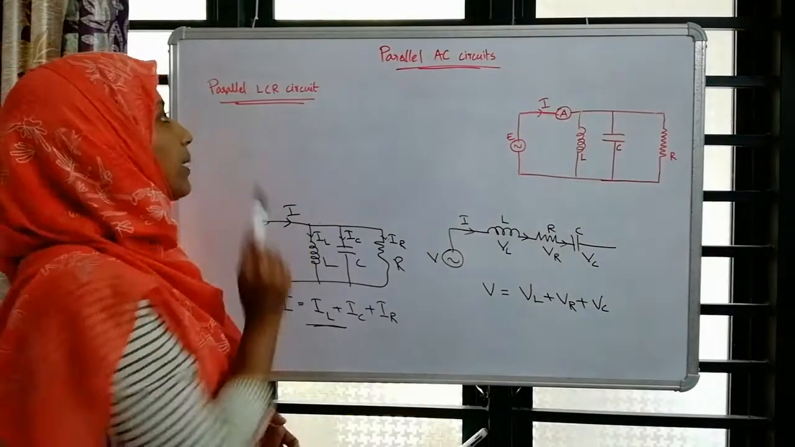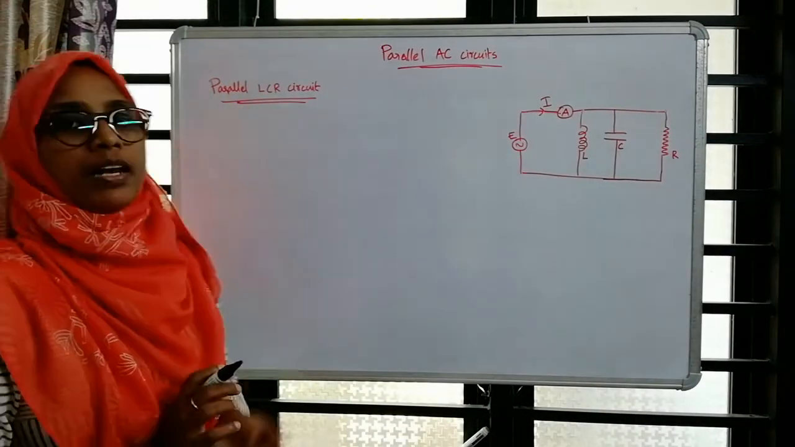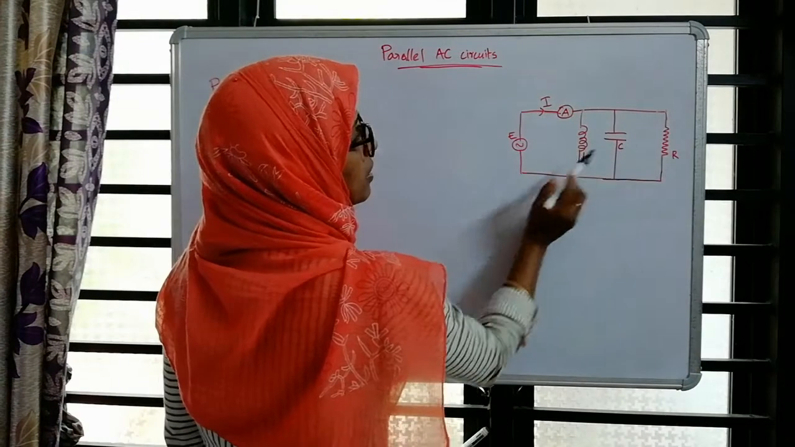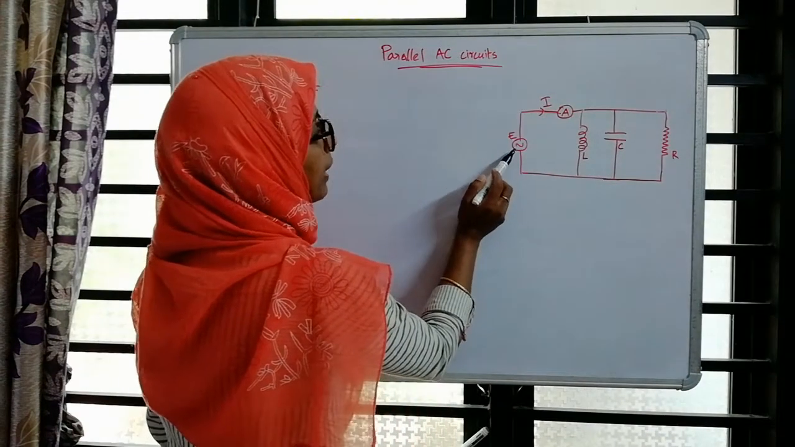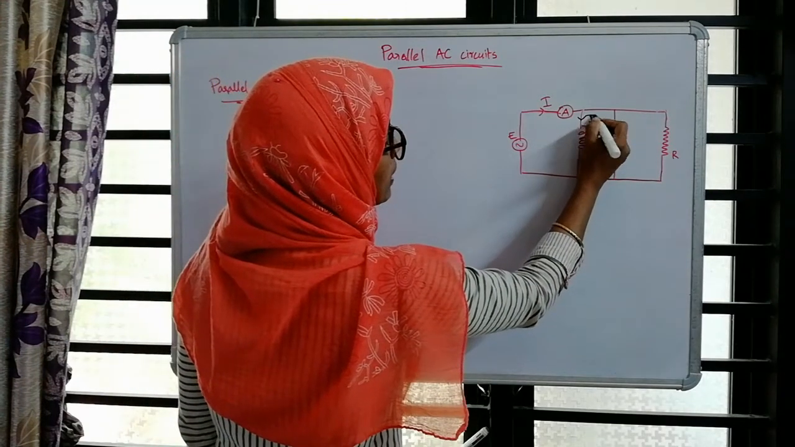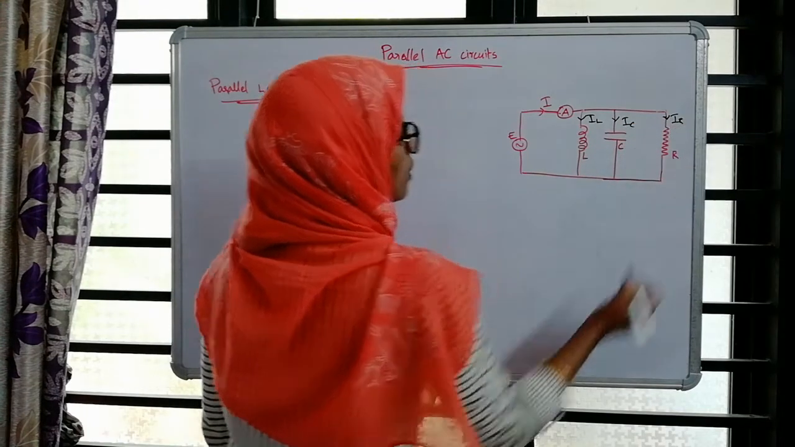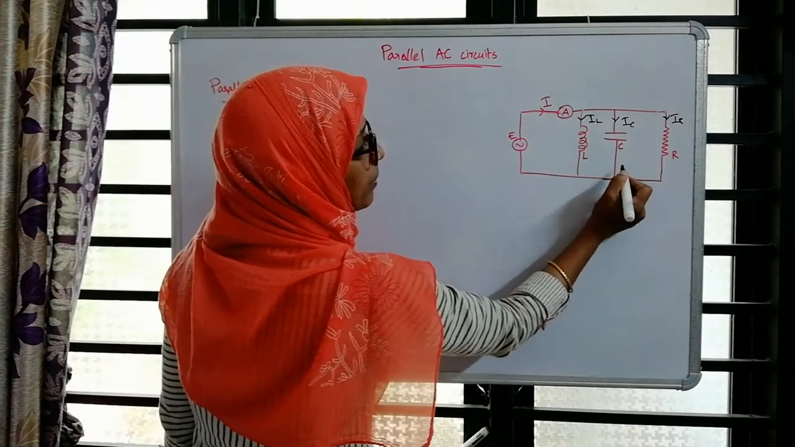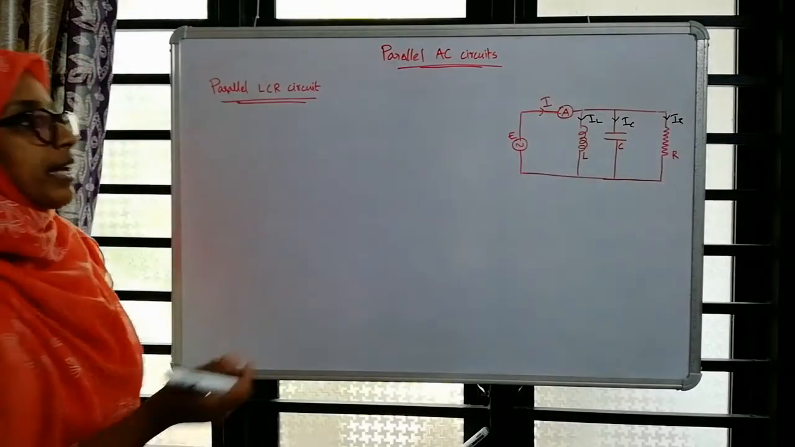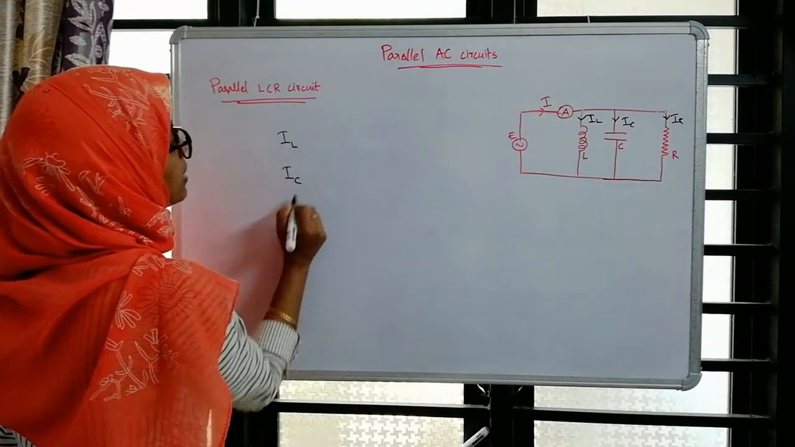Now we can explain the parallel LCR circuit. Consider a circuit in which an inductance, a capacitance and a resistance are connected in parallel with an applied EMF, and the corresponding alternating current is passing through, distributed across the inductance as IL, the capacitance as IC and the resistance as IR. If we need to measure this, we can place an ammeter in each of these three components.